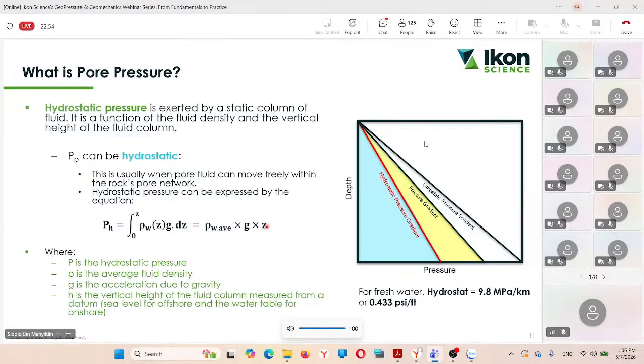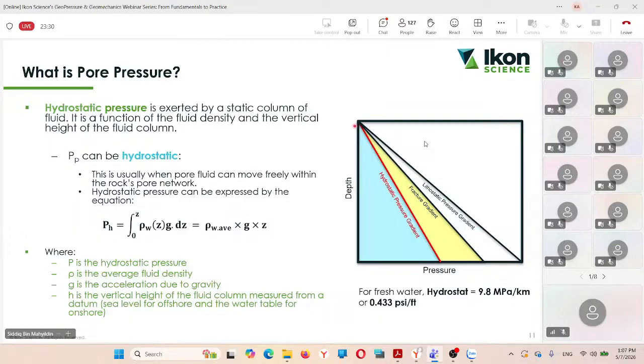So the deeper the depth, the higher the pressure will be, because it's a function of depth as well, right? The higher the density of the fluid, for example, fresh water versus saline water or brine, then the higher the pressure would be as well. Most of the time, for fresh water, the hydrostatic pore pressure is around 0.433 psi per foot, and that is equivalent to 0.833. So if in your formation you have salt water or brine, then this hydrostatic pore pressure could be higher as well.